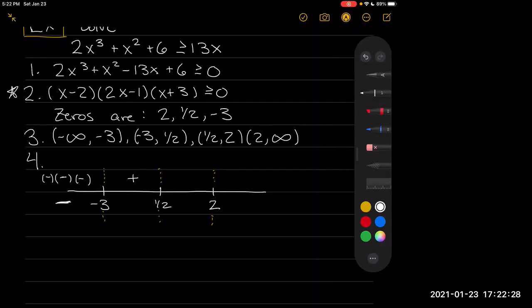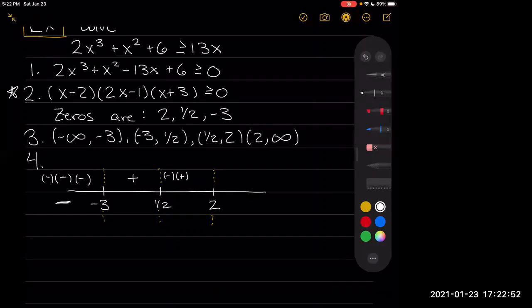Because that one you can just plug 0 into your original equation of 2x cubed plus x squared minus 13x plus 6, because you know the only thing that'll come out is a 6. And then in between 1/2 and 2, I'll use 1. So 1 minus 2, that's -1. 2 times 1, that's 2, minus 1 is 1, so that's a positive number.